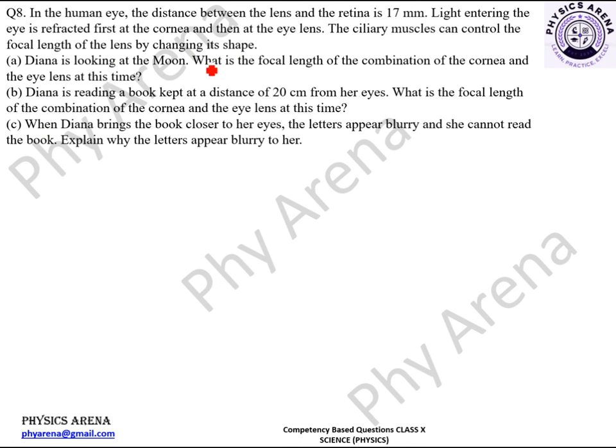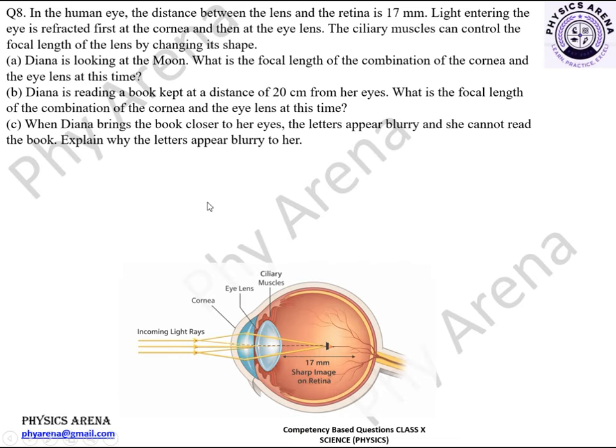Dinah is looking at the moon. What is the focal length of the combination of the cornea and the eye lens at this time? So let us have a closer look at the scenario given to us with the diagram. So this is the diagram that is given to us. The distance between the retina and the eye lens is 17 millimeter. And we all know that at the retina, the image is formed.